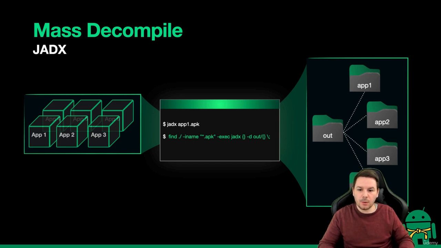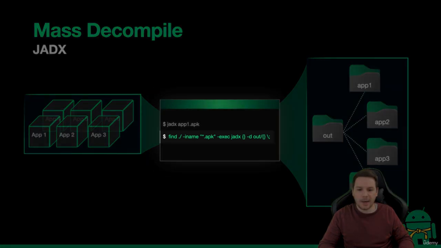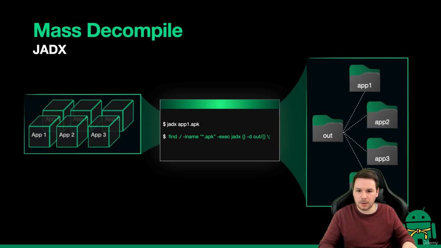And to automate this whole process, you can use find, which is shown in this command above. So you can use find -iname to find all APKs on your system or in this directory. And then you can use -exec jadx, and you can provide those brackets, which is the APK name, and then simply use an output directory and decompile them all into this output directory. I'm going to show you this real quick because this feature is super nice.